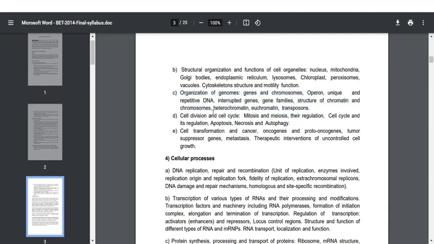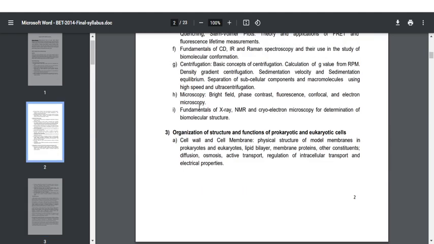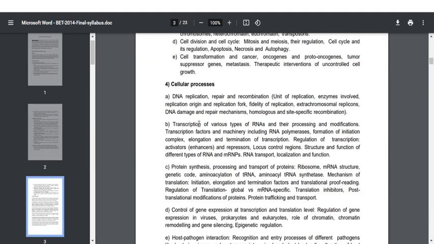Next, one question will come from cell cycle, and one question will come from cancer. And what is the list of drugs employed for cancer? So from this particular topic, nearly 5 questions will be asked.